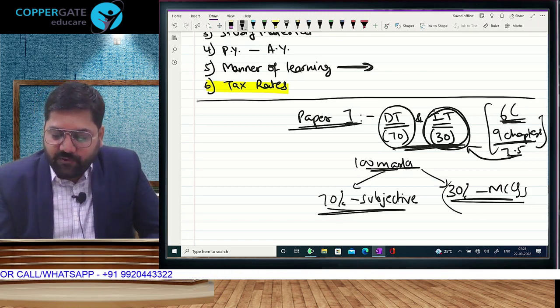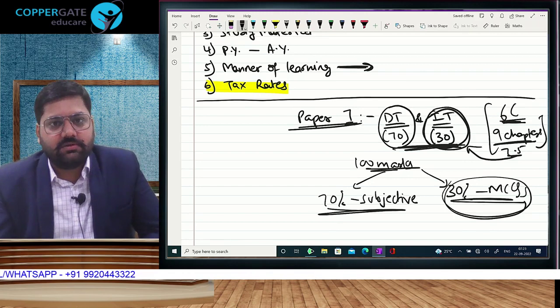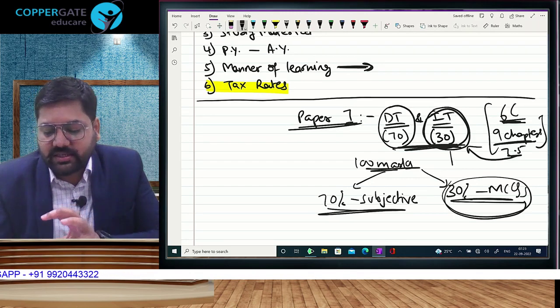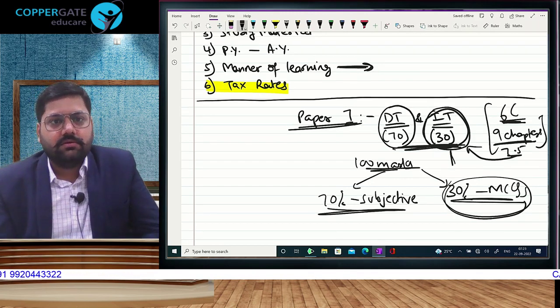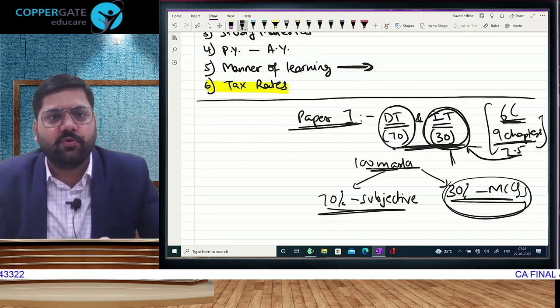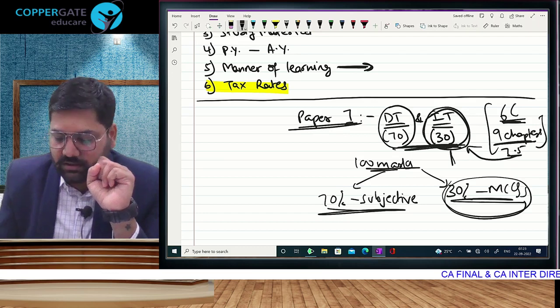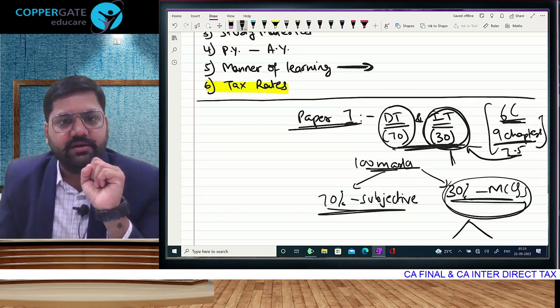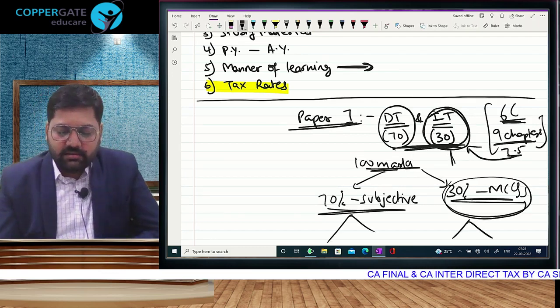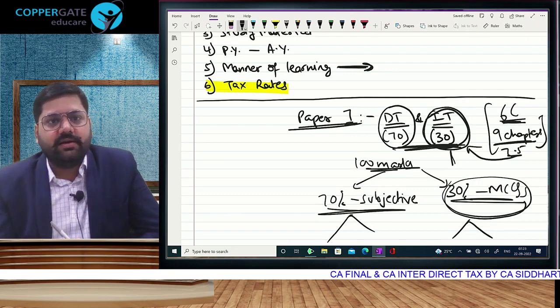Matlab roughly from this 30 marks of MCQs, about 10 marks of questions will be on international tax. Roughly, because 30% of 30, if you know it, comes to 9. Are you understanding the maths? This will also be 70-30 between DT and international tax.